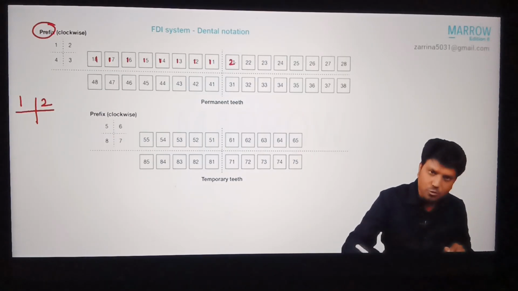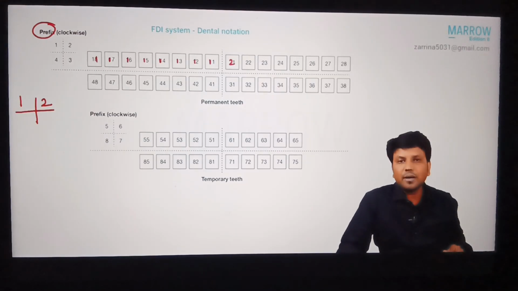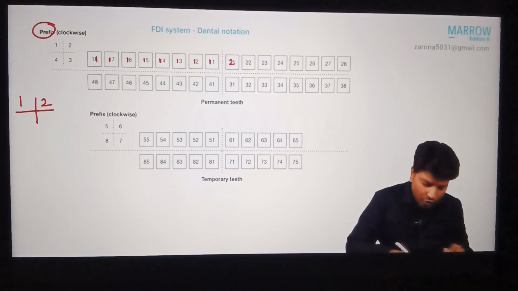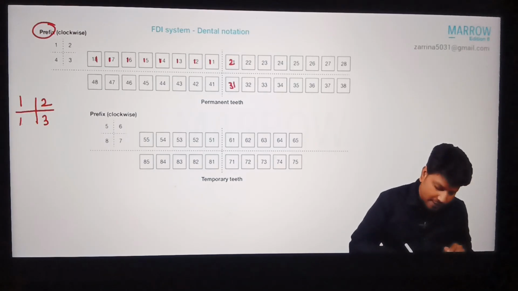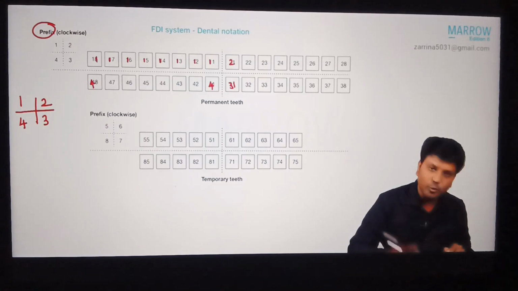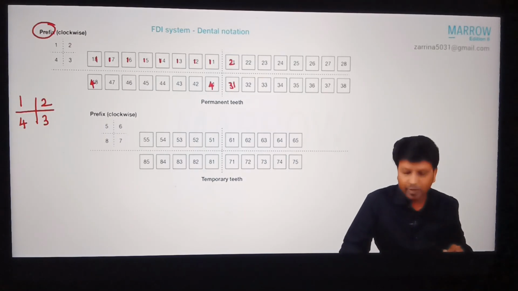You can see 21, 22, 23, 24, like that. You have to have up to 28. For all the teeth in the left lower quadrant, the prefix will be 3. You can see 31, 32, up to 38. Likewise, the right lower quadrant, the prefix is 4. You can see 41, 42, 43, 44, like that, you need to have up to 48.